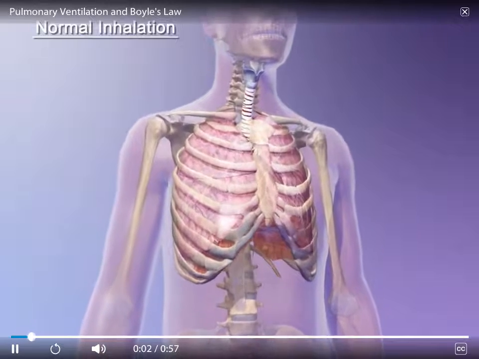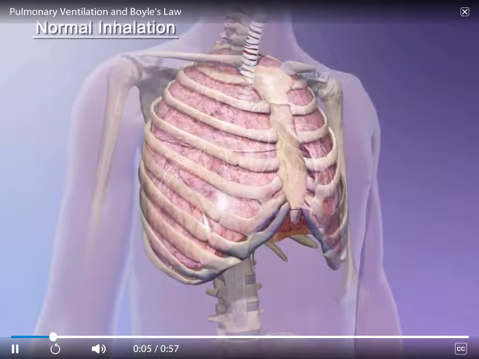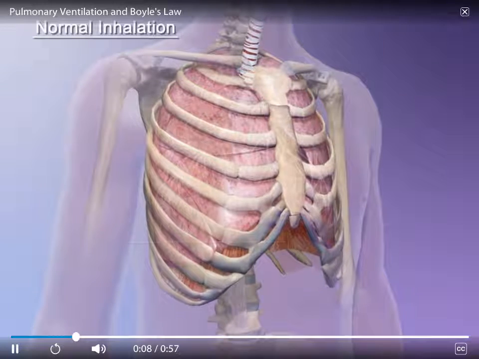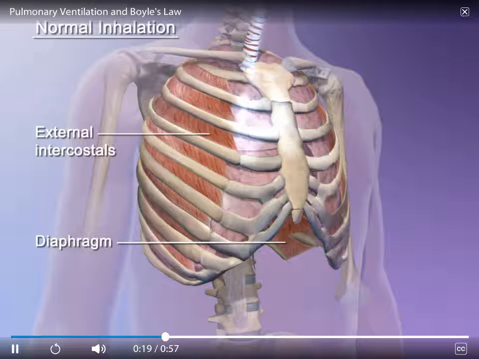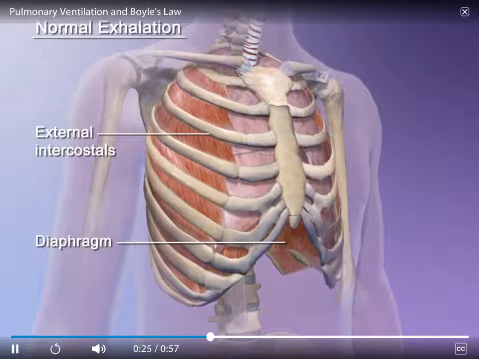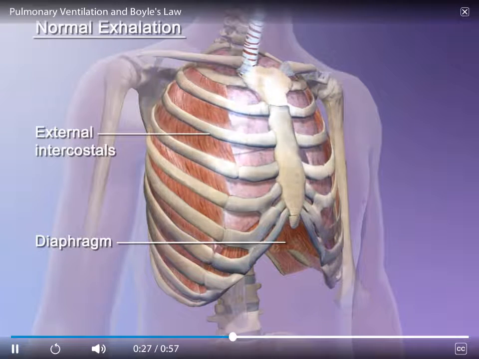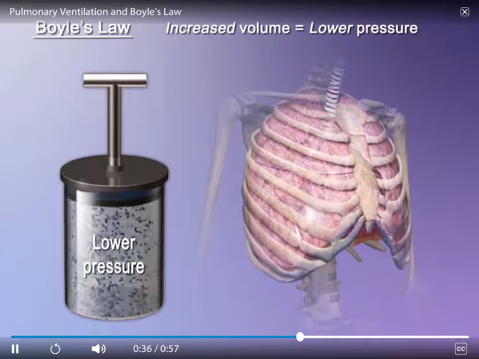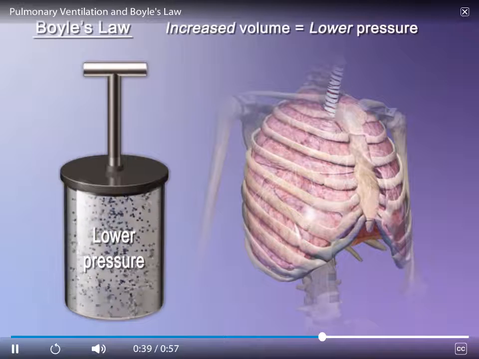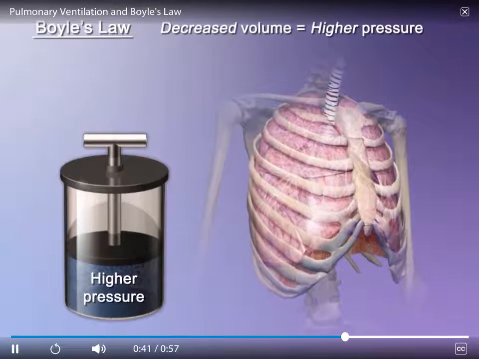Pulmonary ventilation, or breathing, is induced by changes in the volume of the lungs and the air pressure within them. During normal inhalation, the diaphragm and external intercostal muscles contract and the rib cage elevates. As the volume of the lungs increases, air pressure in the lungs drops below atmospheric pressure and air rushes in. During normal exhalation, the muscles relax, the lungs become smaller, pressure inside them rises, and air is expelled. Boyle's law explains this relationship between volume and air pressure. An increase in the volume of a container lowers the pressure of the air inside. A decrease in the volume raises pressure in the reduced space.